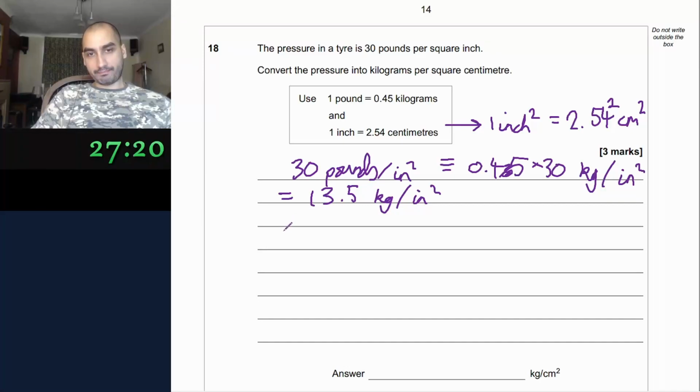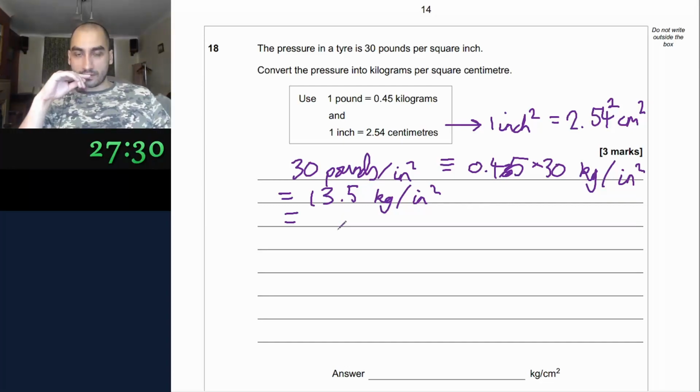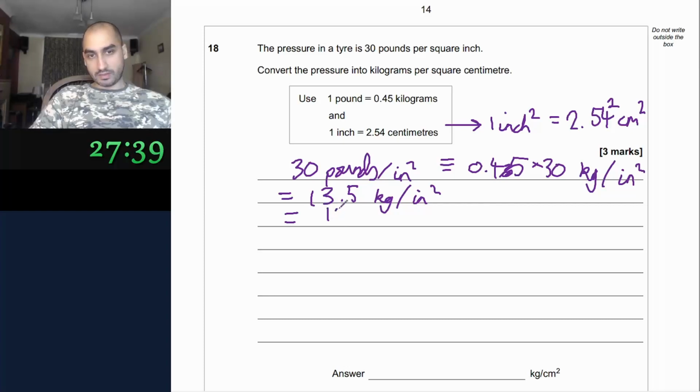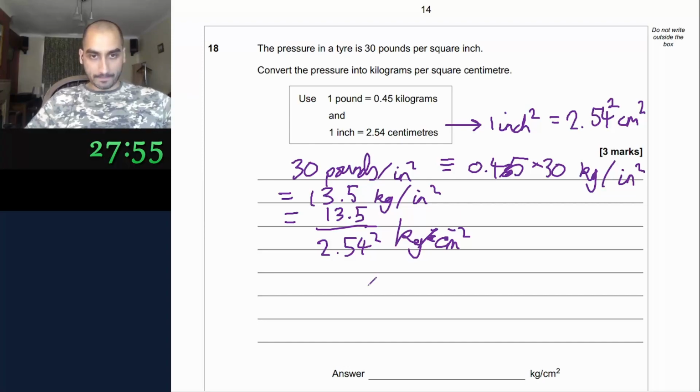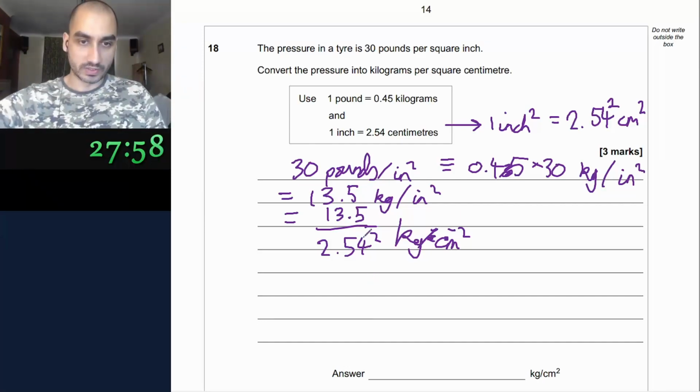So if you're doing kg per inch squared, and you're going to divide by... To get an inch to centimeters, you multiply by 2.54. If we're dividing by inches, then we're dividing by 2.54. So we do 13.5 divided by 2.54 squared kg per centimeters squared. I would rather say to the -2, but this one I need to use Google to type it out.